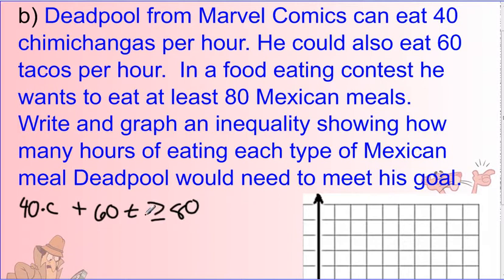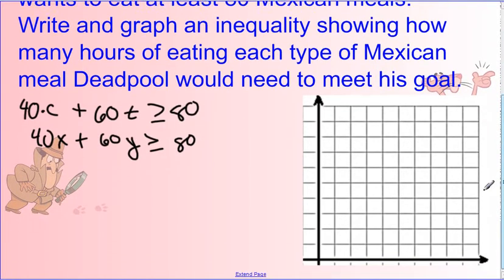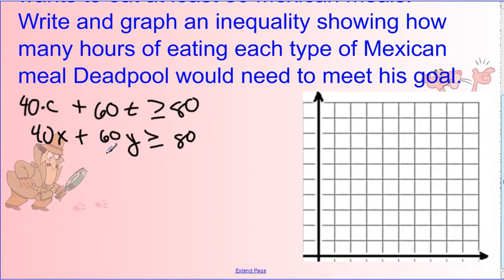So we need to figure out how long he has to eat from each of these to get to his goal of 80 meals. So this is without the x and the y, so let's plug an x and a y in there. So 40x plus 60y is greater than or equal to 80. And then we would solve for y.